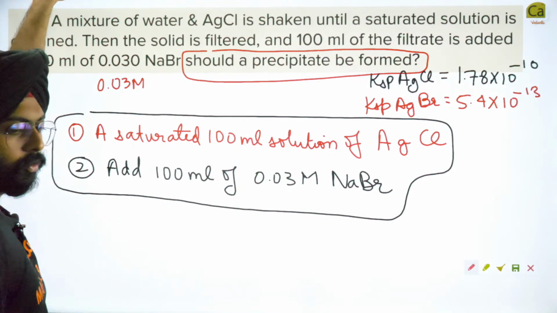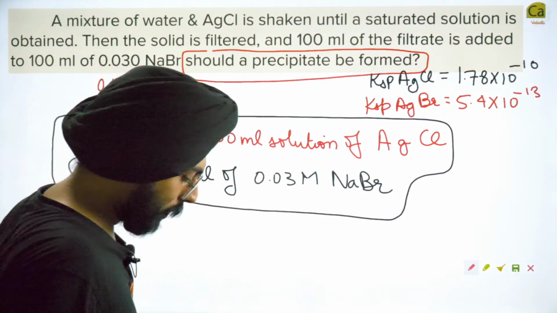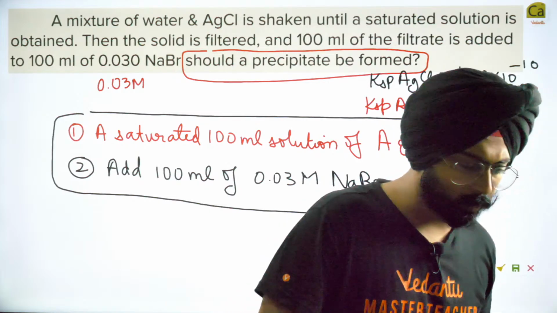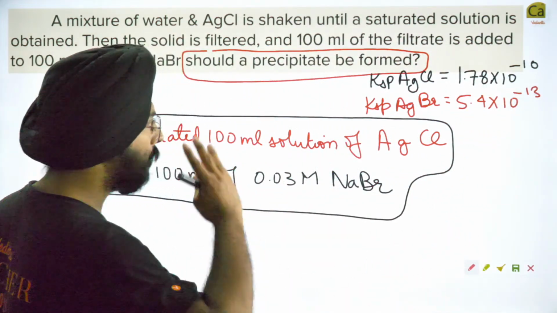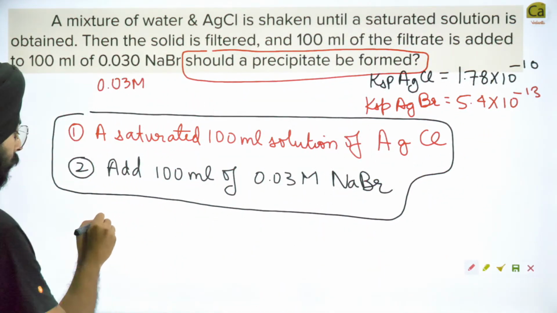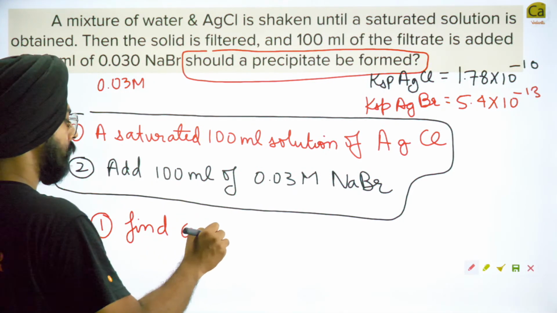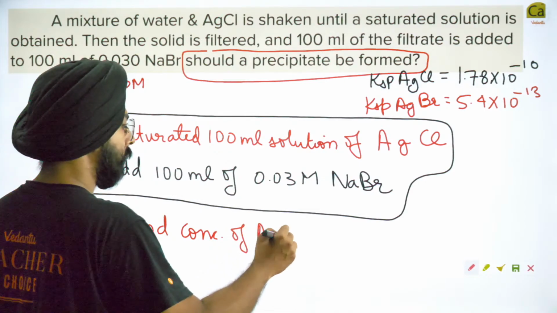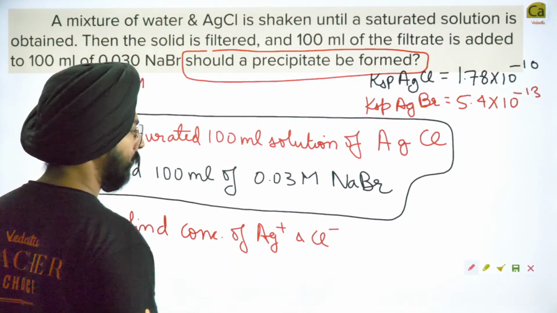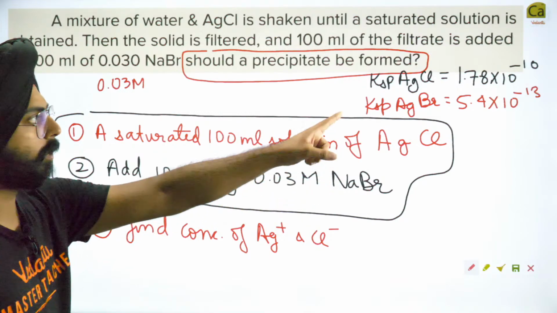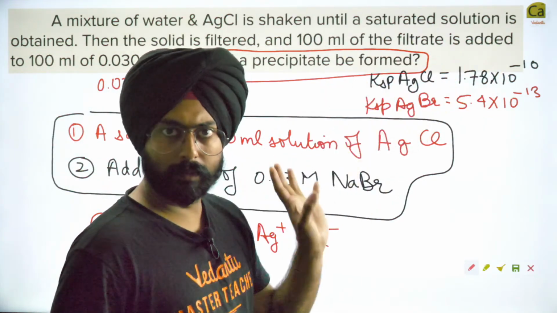So my dear friends, let's try to do this question, and I think I can give it to you as a homework because it's already 8:03. So let me give you a hint of how to solve it. Number 1, find concentration of Ag positive and Cl negative. How will you do this? By using the solubility product, है ना?